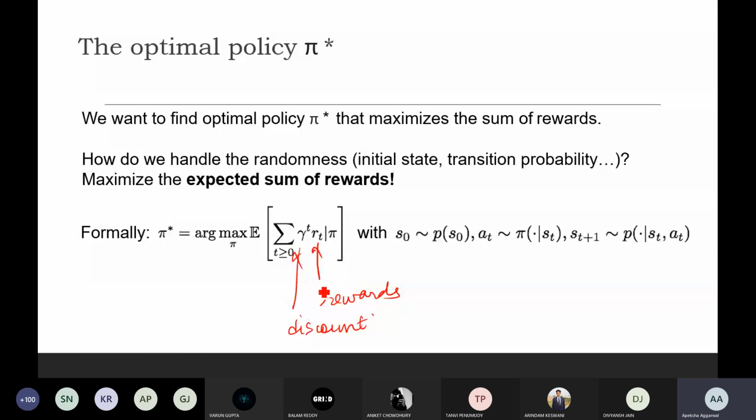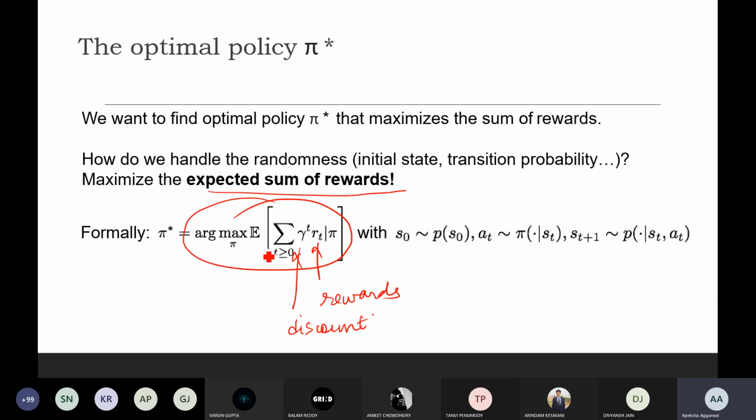That is how much weightage I want to give to each and every reward. So for the first reward, I want to give more weightage and so on. So this is basically the sum of all the rewards in simple words, the expected sum of rewards. My goal is to maximize the sum of rewards.